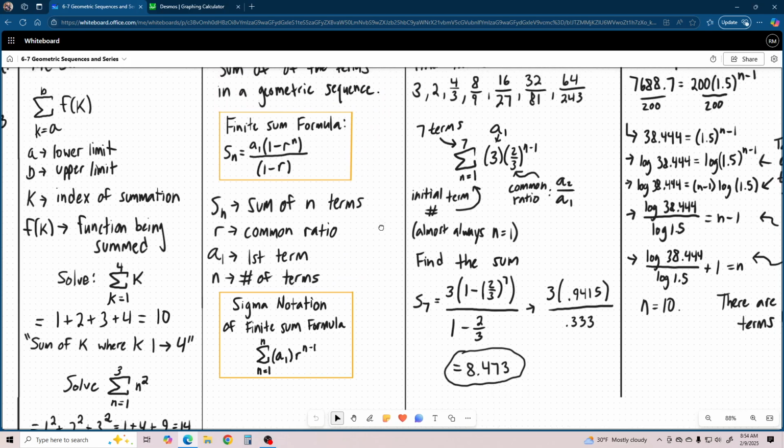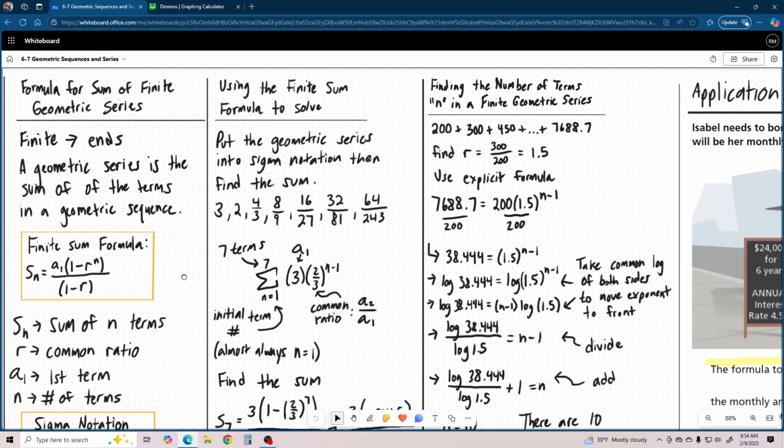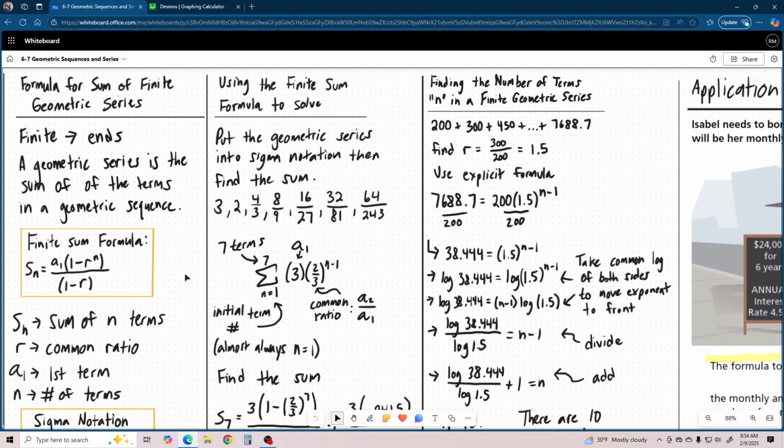Okay, all right, so let's go give it a shot here. First we're going to talk about our formulas and how they relate to geometric series.